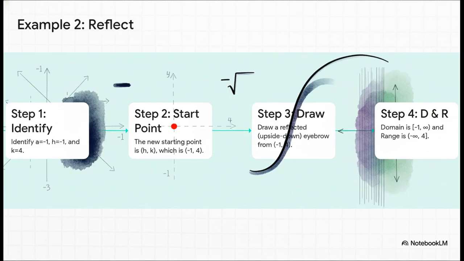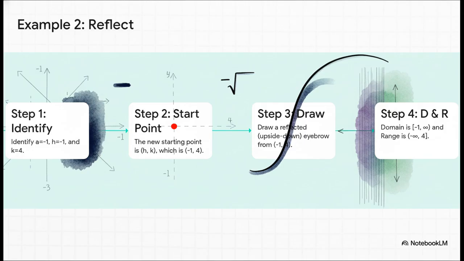Okay, one more, but this one's got a twist. See that negative sign out front? That tells us A is negative 1, which means it's a reflection. Inside, we have x plus 1, so remember that opposite rule. Our H value is negative 1. Our K is 4, so that puts our starting point at negative 1, 4. And from there, we just draw our eyebrow reflected opening downwards.